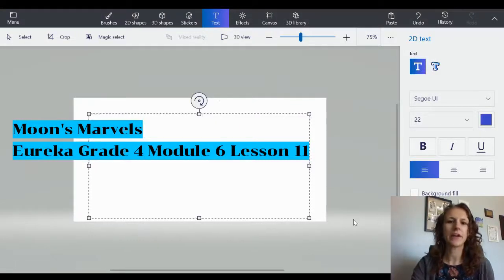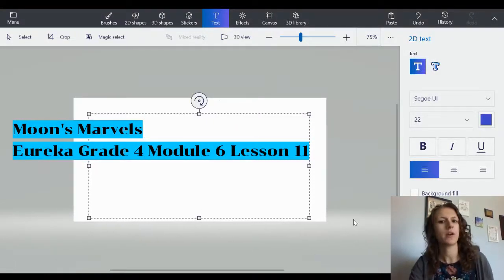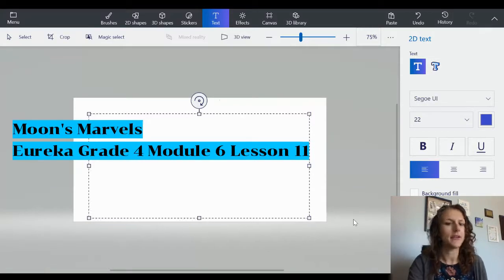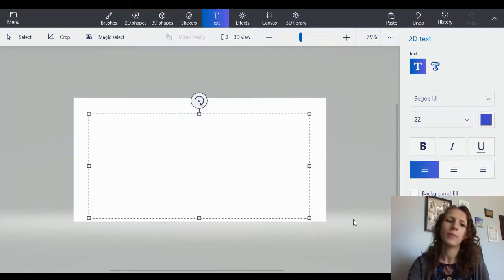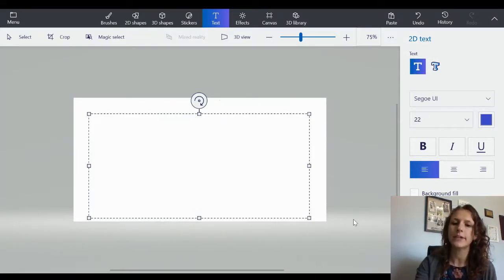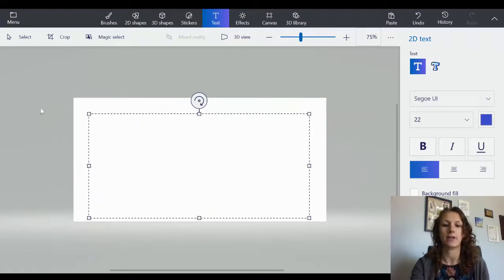Hi everyone, we're going to be going over Eureka Grade 4, Module 6, Lesson 11, or specifically what our community is going over on Wednesday, April 22nd. We're going to be looking at some mixed numbers in various forms and comparing them.